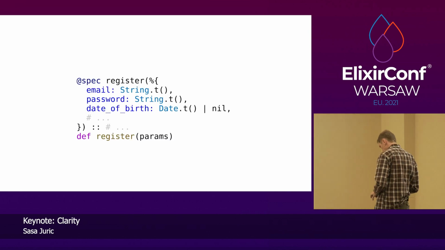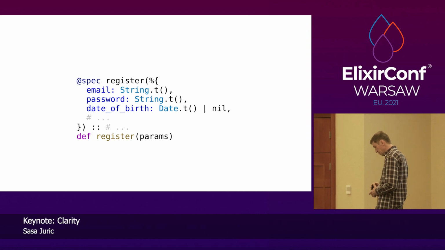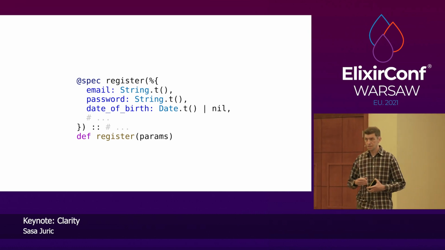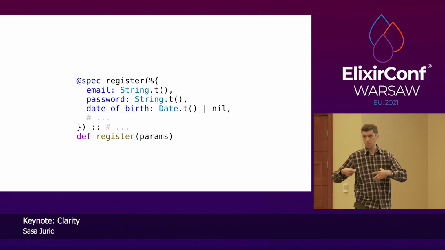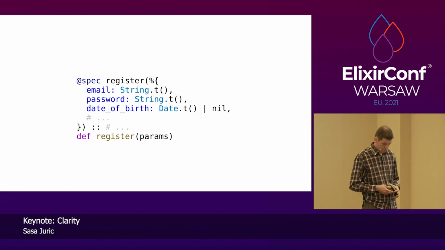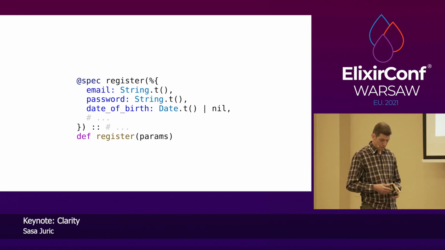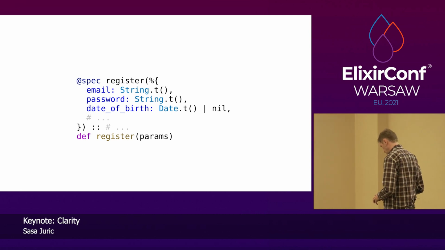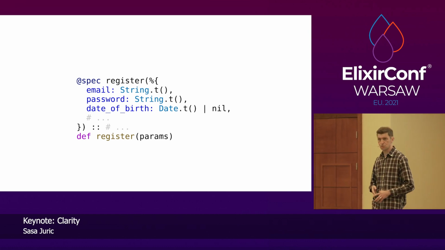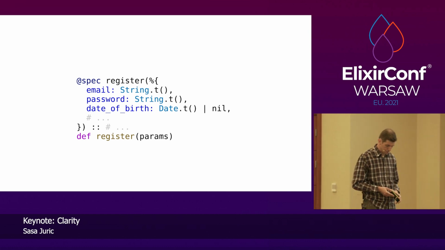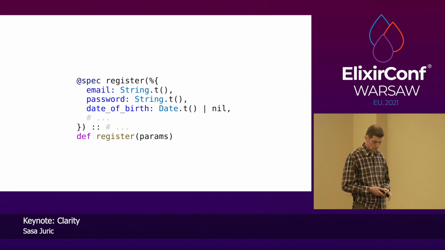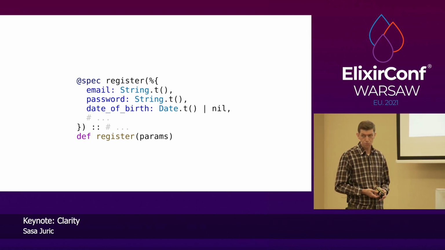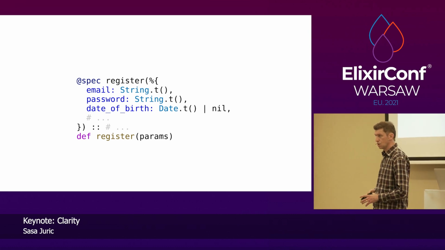Let's see the type specification. The main thing to notice here is that the data coming into the core is well-shaped, well-structured. This means that keys are atoms, and we are dealing with a well-defined set of keys, right? So it's not a free-form map. Values are properly typed: strings are strings, integers are integers, booleans are booleans, and so on and so forth. And then we have optionality represented as well, so email and password are required, date of birth is optional.